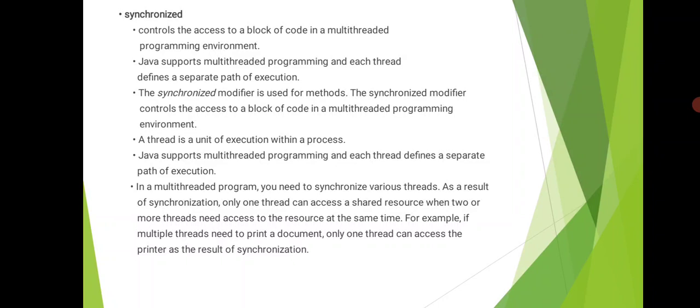As a result of synchronization, only one thread can access a shared resource when two or more threads need access to the resource at the same time. For example, if multiple threads need to print a document, only one thread can access the printer as a result of synchronization. So now, if synchronization is there, it will control the code.